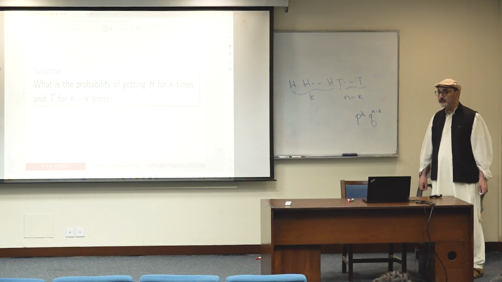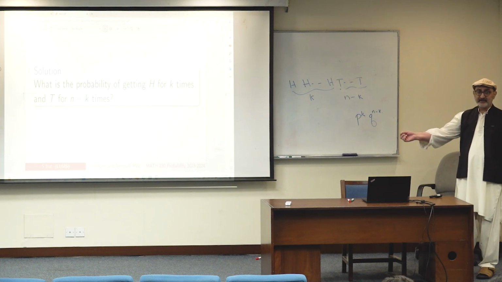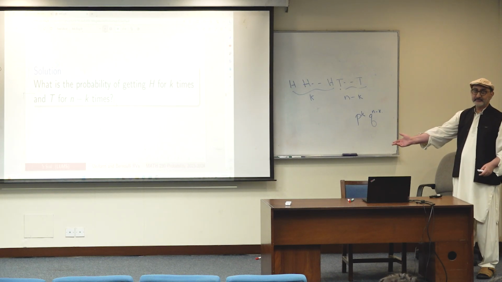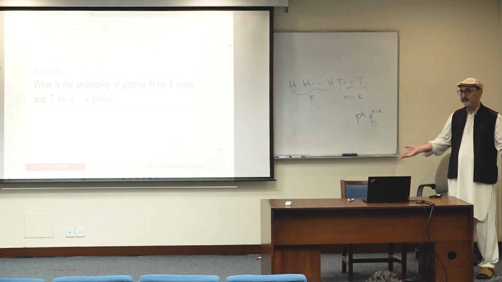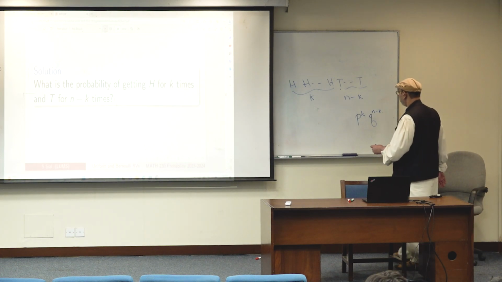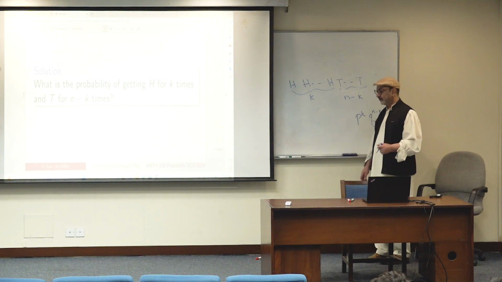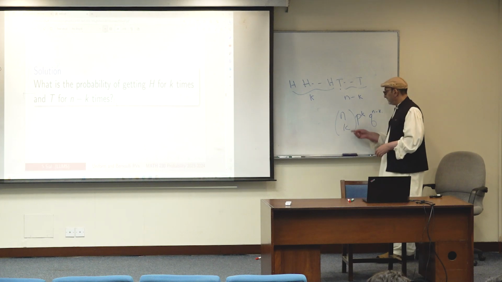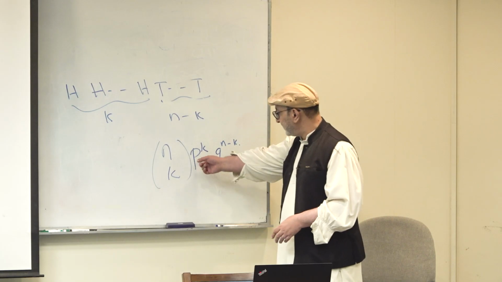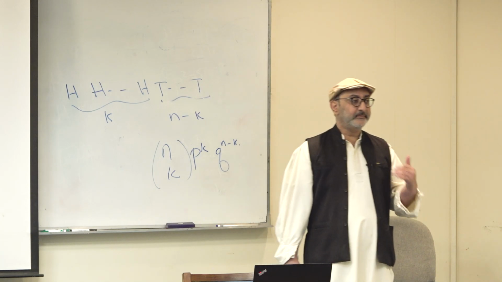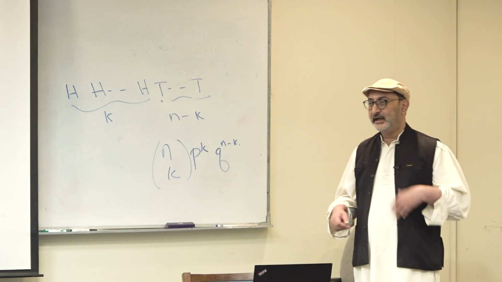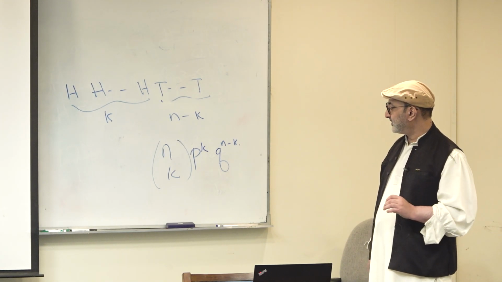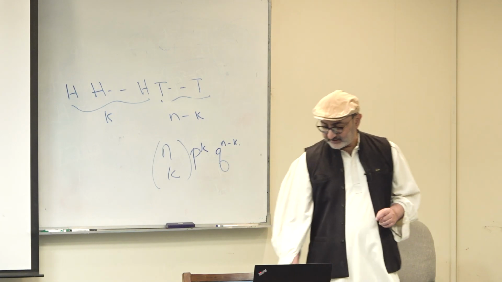Okay, how many such sequences are there? Well, there were n slots in the sequence. I have to choose k of them for the H's, and then there's only one way to put in the T's. So how many ways? N choose k. Okay. N choose k such sequences, all with the same probability. So the probability of k H's out of n tosses distributed anywhere, in any way, is n choose k, p to the k, q to the n minus k.